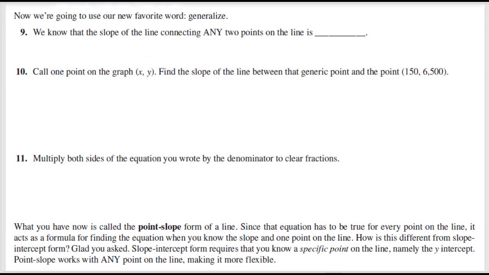Question 9. We know that the slope of the line connecting any 2 points on the line is, generalize. Slope of the line connecting any 2 points on the line is, you may have had trouble with this one, constant. If you have a straight line, the slope between any 2 points is constant. It doesn't matter which 2 points you pick. Restart the video once you've done question 10.